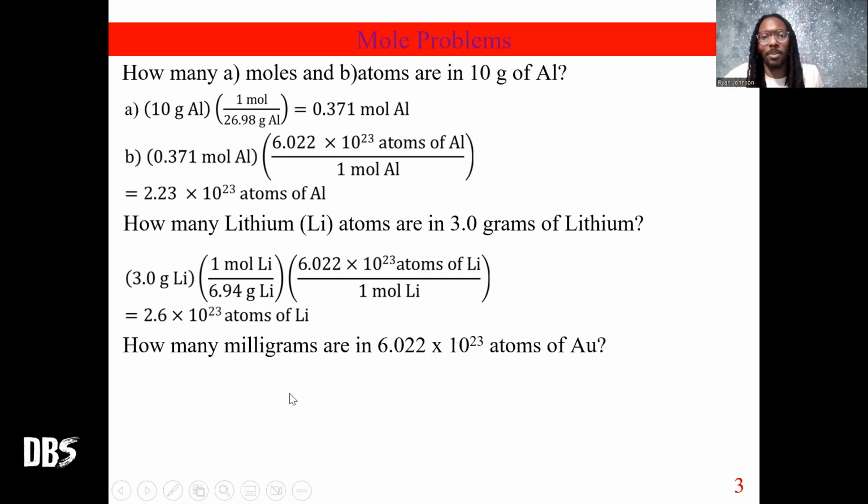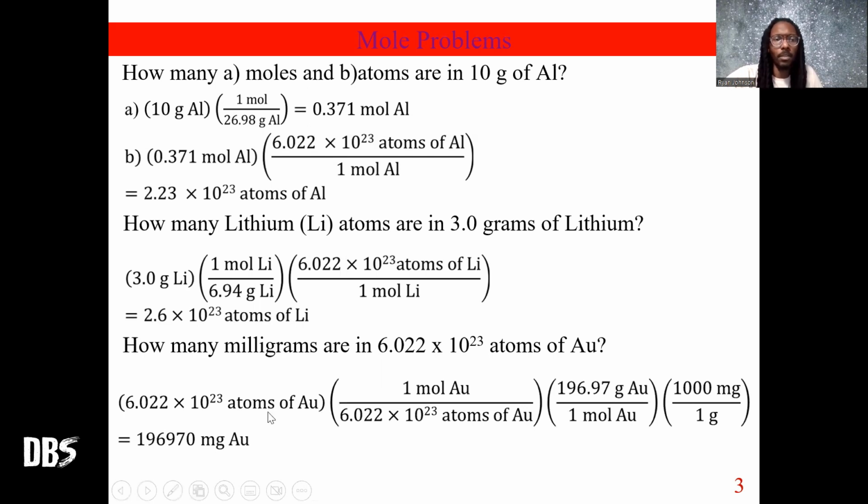So, what are we going to have to do here? Please pause me right now. Please try to do this one right here. If not, let's go. So notice this time we're starting off with atoms of gold. So we're in atoms of gold and we need to figure out how to go to milligrams this time.